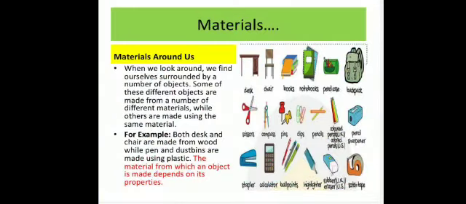A thing that can be seen or touched is called an object, and an object is called vastu or cheez in Hindi. The matter of which an object is made is called material.